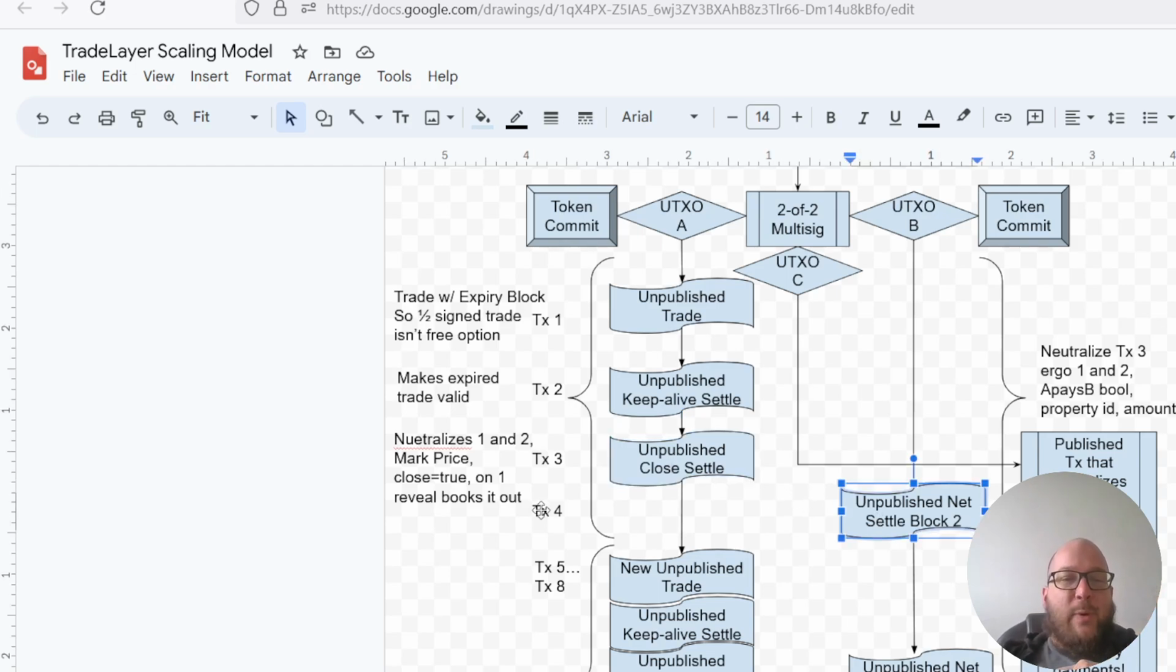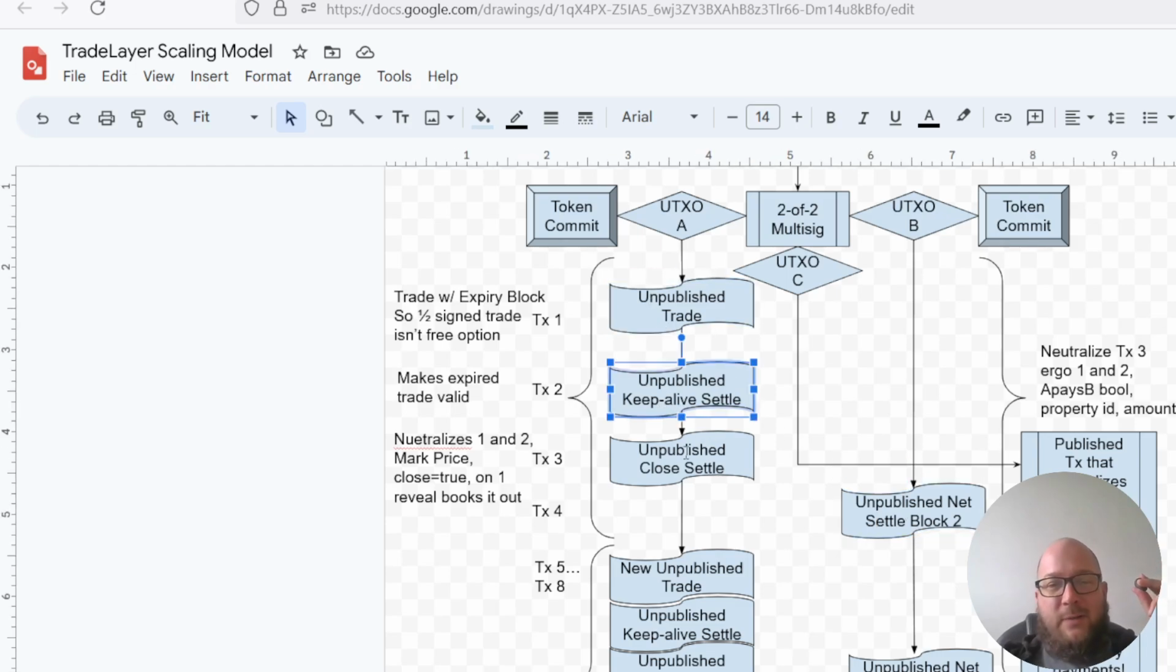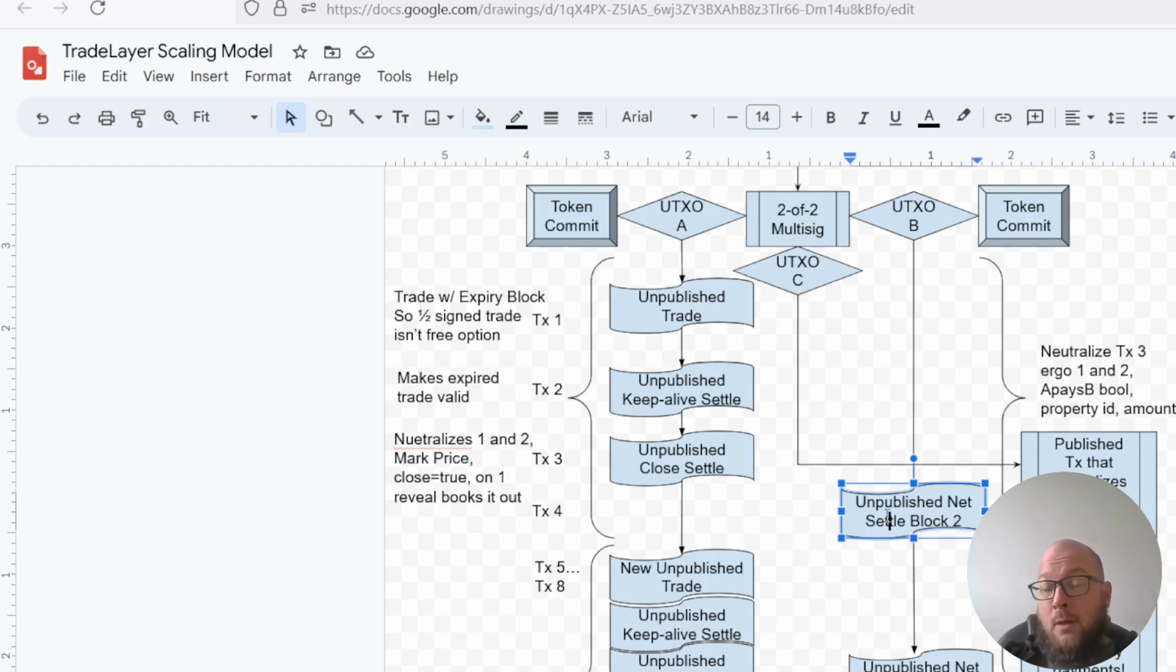And this is the logic behind TX4. And what this effectively means is that instead of publishing the trade and then the thing to keep it alive and then the thing to close it, you just publish one transaction, you get two trades for the price of one. And the protocol can even extract the fee twice out of that. So I like that. It burns more tokens and whatnot.